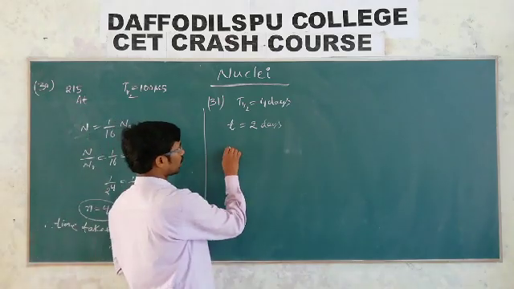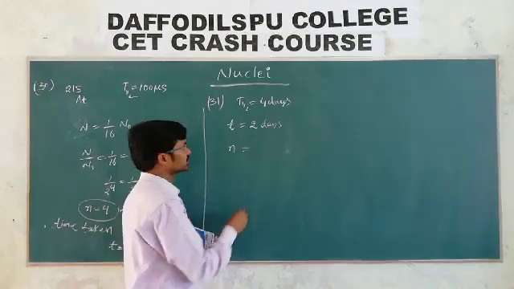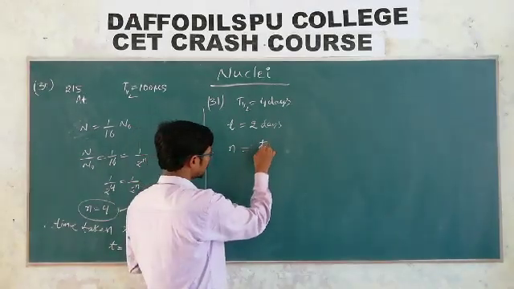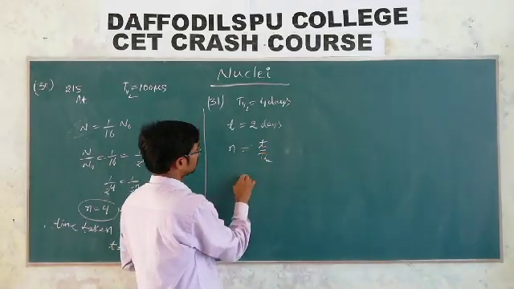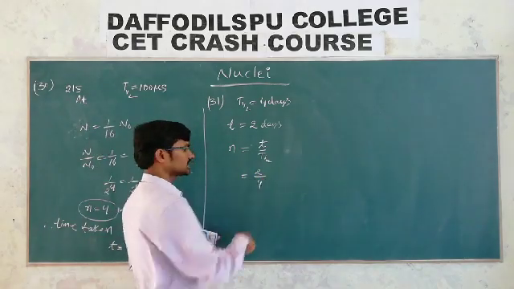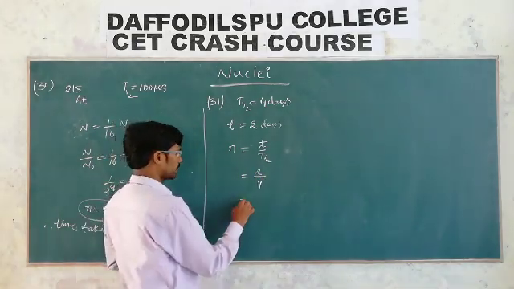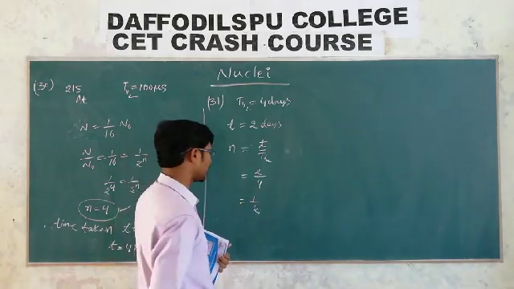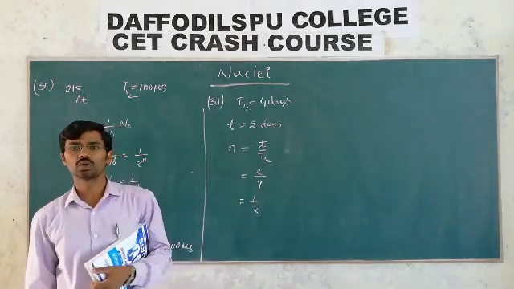Now tell me, what is the number of half-lives here? n is equal to t by T half, that is equal to 2 by, what is the half-life, 4 days. Then n is equal to 1/2.